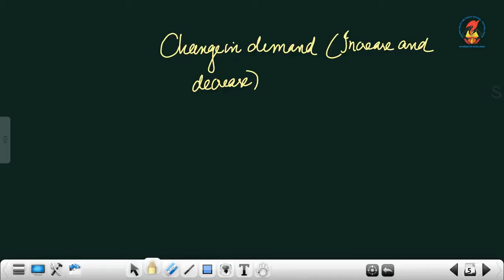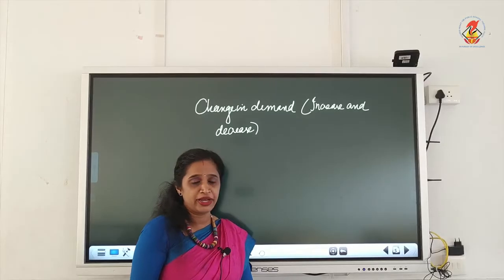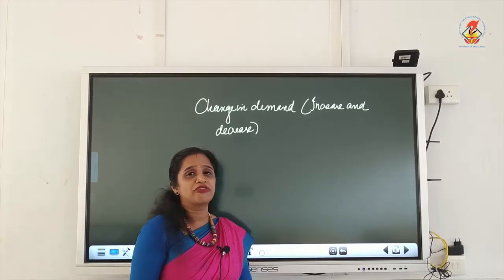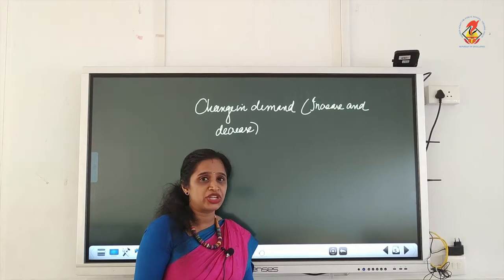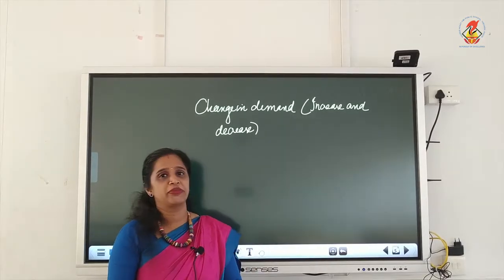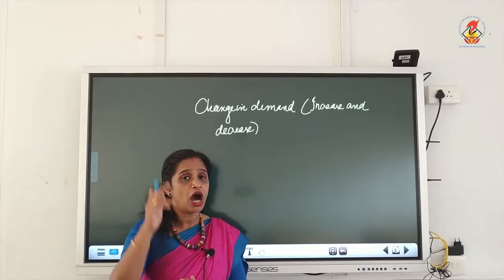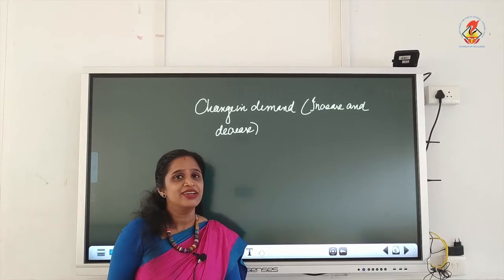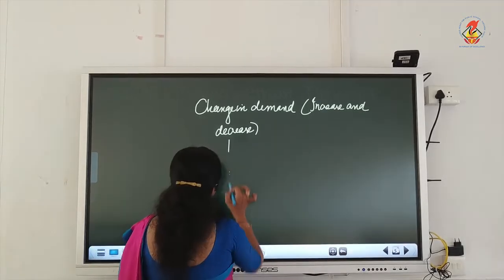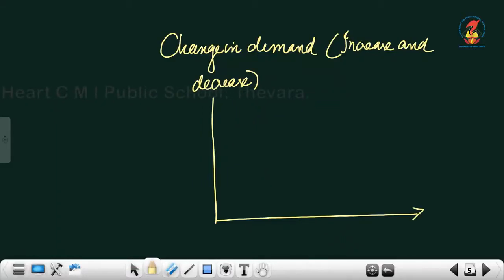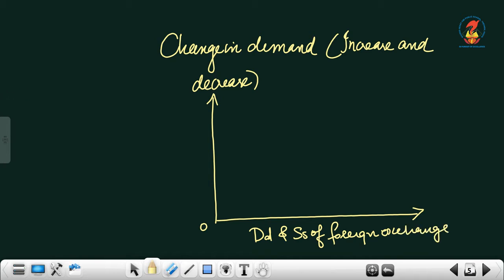Now, change in the demand, increase and decrease in the demand. Let us first start explaining the appreciation and depreciation of currency with change in the demand. When there is a change in the demand, how does appreciation and depreciation of currency take place? For that, we can draw a diagram where the x-axis and y-axis are given. On the x-axis we will mark demand and supply of foreign exchange, and on the y-axis we represent the rate of exchange.